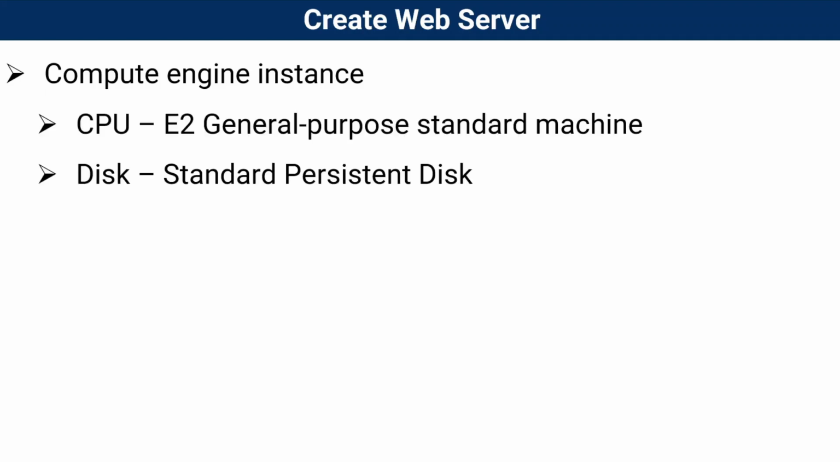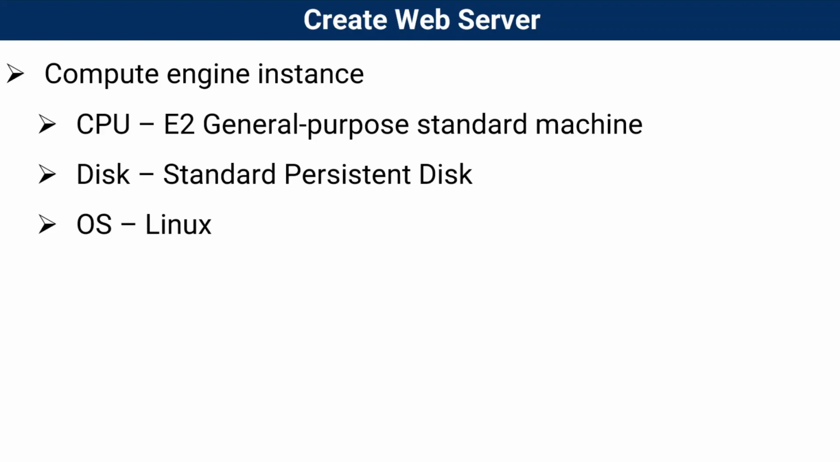Now let me explain what steps we will follow for this exercise. Definitely, first we will create a VM inside GCP. And to create a VM, we need to select CPU, memory, boot disk, and operating system. For CPU, I will use E2 series general purpose machine. For boot disk, I will use standard persistent disk. And for OS, I will use Linux operating system.